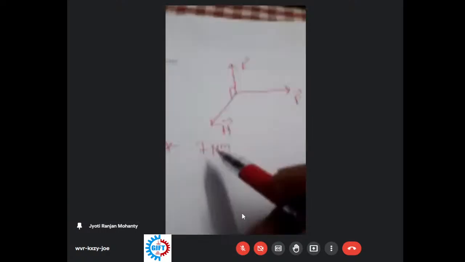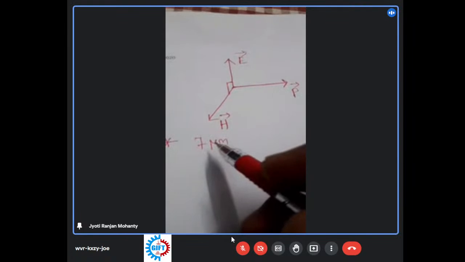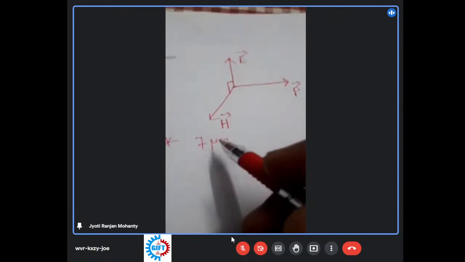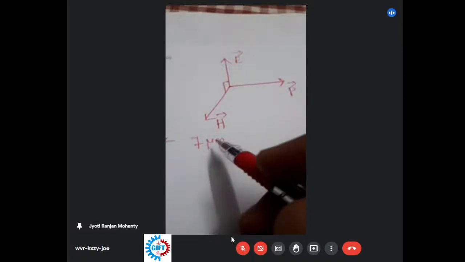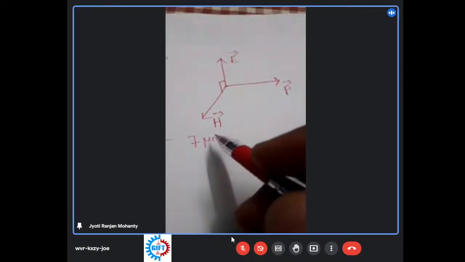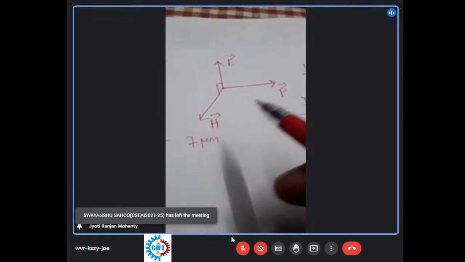Power by area, very good. Whenever a numerical is there, 60 watt is there, so what will be the area here? Pi r square. Pi r square, and r is 7 into 10 to the power minus 6. Very good.